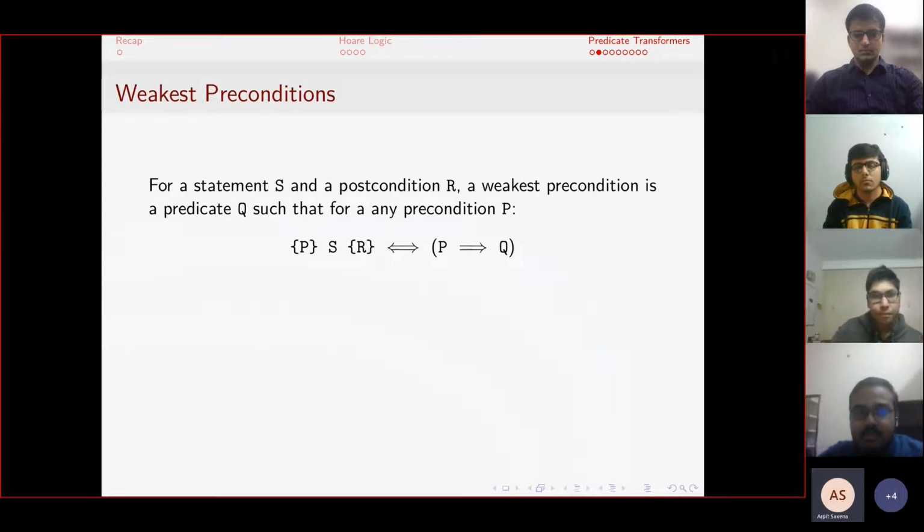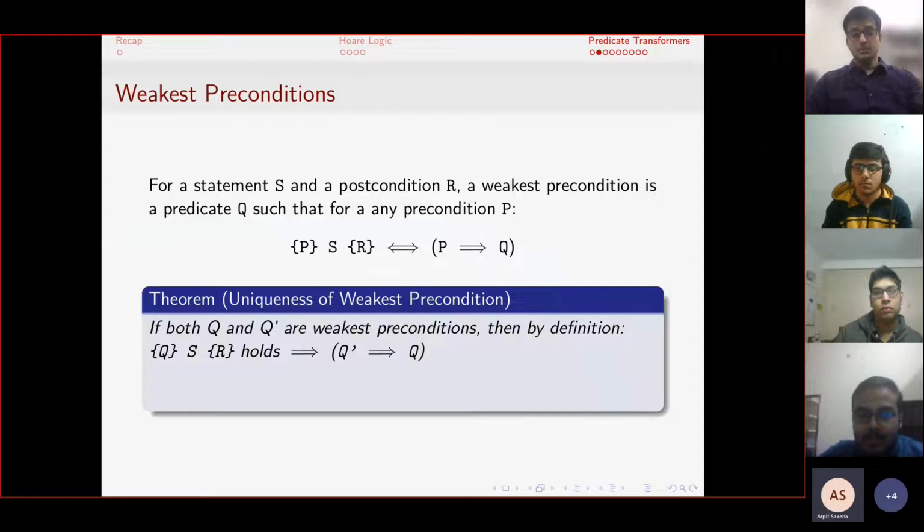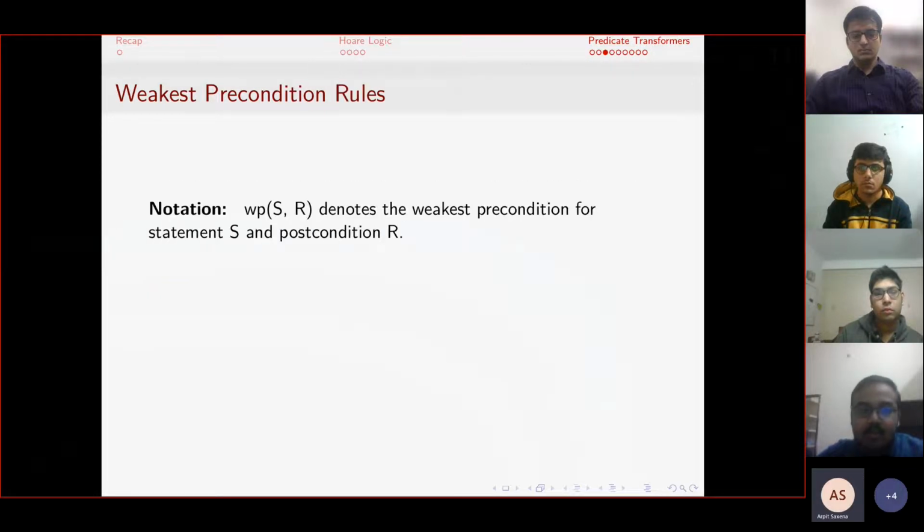So we're looking at weakest preconditions. For a statement S and a postcondition R, a weakest precondition is a predicate Q such that for any precondition P, the whole triple PSR holds if and only if P implies Q. This weakest precondition is unique: if both Q and Q prime are weakest preconditions, then by definition QSR holds because a weakest precondition is a precondition. And since Q prime is a weakest precondition, Q prime implies Q, and similarly we get Q implies Q prime. From this we get that Q is equal to Q prime, or basically they are equivalent.